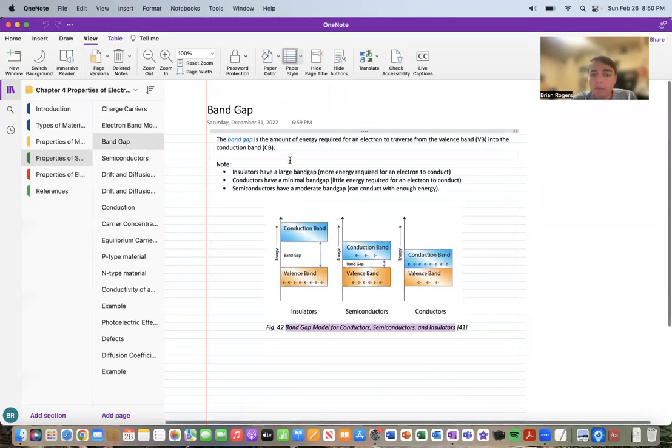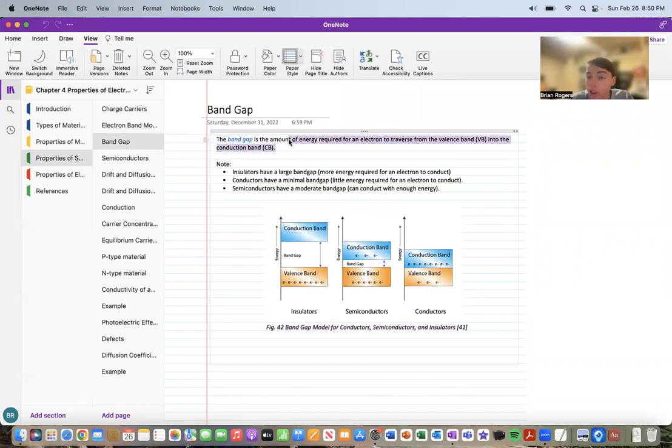Okay, so band gap. Band gap refers to the amount of energy required for an electron to traverse from the valence band to the conduction band. So the valence band is full of electrons, but the conduction band is open. It's where electrons want to go, because that's where they get to conduct and can move all around. So it's not filled right now, and electrons want to jump from the valence band over to the conduction band. But notice in insulators, it's harder for electrons to jump, so they can't conduct, which makes sense.